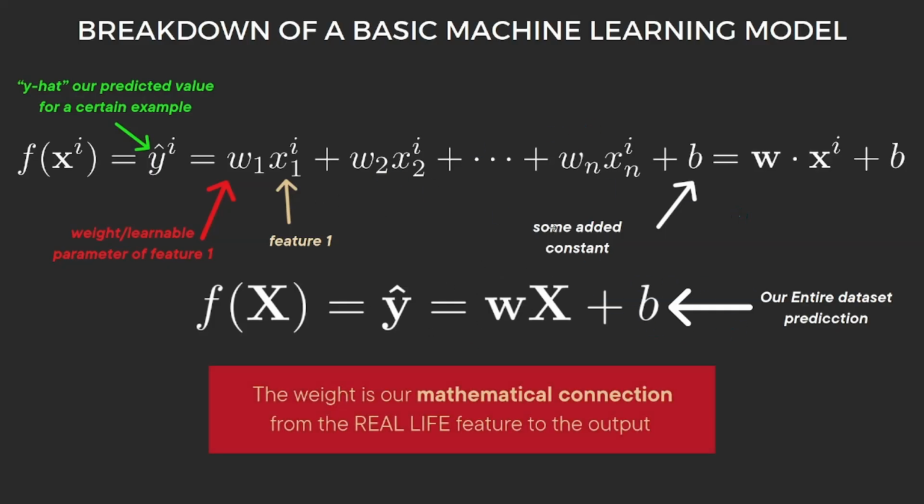Again, the big example here is we have these parameters, and they basically are the mathematical connection from the real life input and output. So we're taking our feature, we have some parameter that is going to change when we train our model, and that parameter really connects the feature to the actual output. It sees how much the feature is valued, if that makes sense.